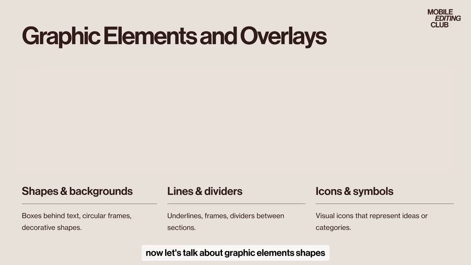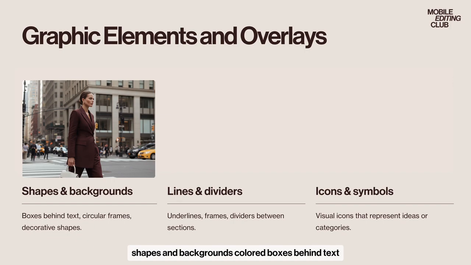Now let's talk about graphic elements: shapes, lines, icons, borders, overlays, and any visual elements beyond text and footage. First, let's identify what graphic elements you actually use in your videos. Shapes and backgrounds, colored boxes behind text, circular frames, decorative shapes. Do you use these? If so, how do they move?